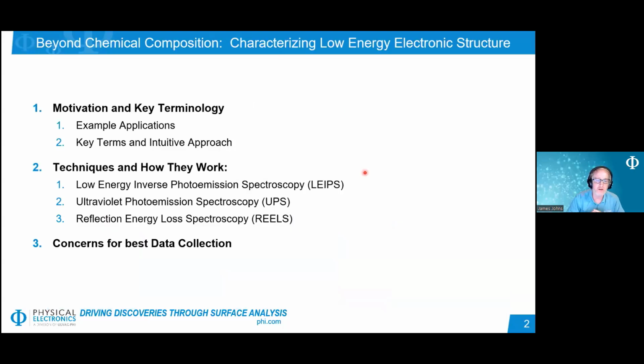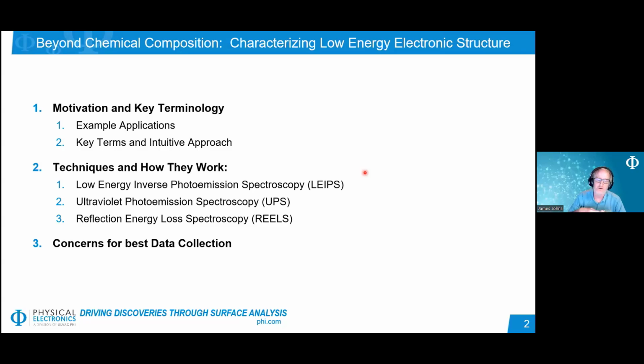All right, so we're going to split this up quickly into 3 sections. The first section is going to be some motivation and terminology, sort of why are we doing this, who's interested in this information, and making sure that we all have the same language that we're using.